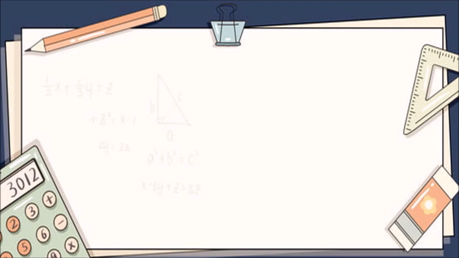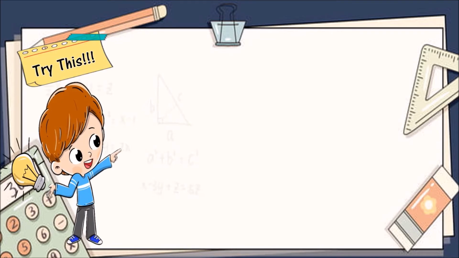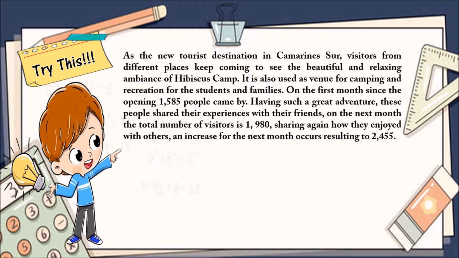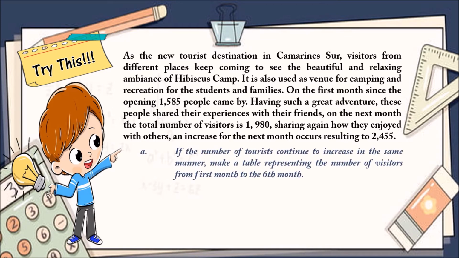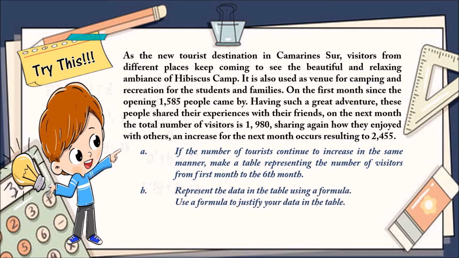Para masubok ang iyong kakayahan kung paano isolve ang problems involving arithmetic sequences, try this. Letter A, if the number of tourists continue to increase in the same manner, make a table representing the number of visitors from first month to the 6th month. Letter B, represent the data in the table using a formula. Use a formula to justify your data in the table. And letter C, what is the total number of tourists for the first 6 months?